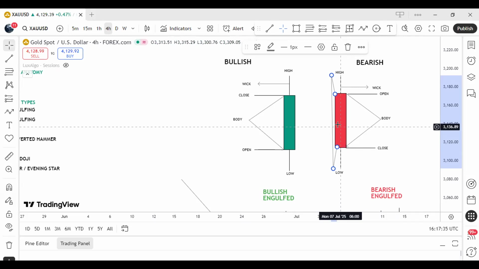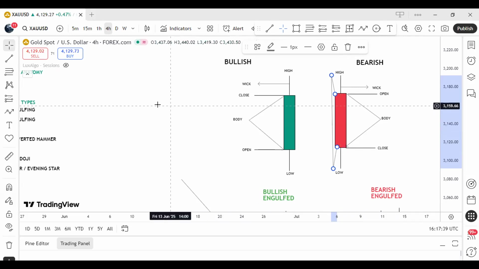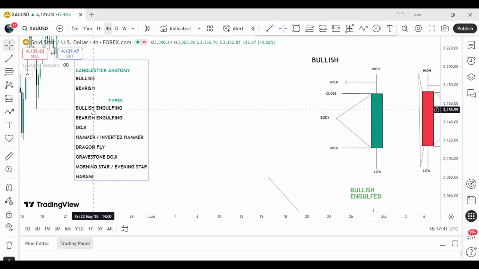All right, I believe you now understand this. Now let's jump into the types of candlesticks, which we have: the bullish engulfing, the bearish engulfing, the doji, the hammer and inverted hammer, the dragonfly, the gravestone doji, the morning and evening star, and the harami. I'm going to be explaining each and every one of these one after the other.